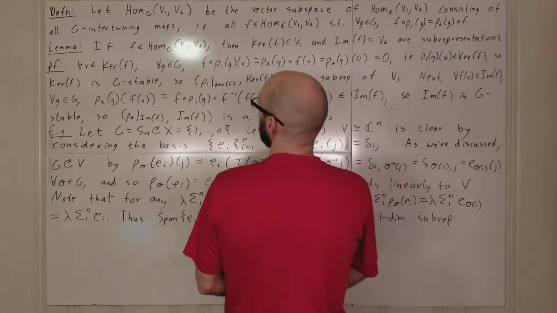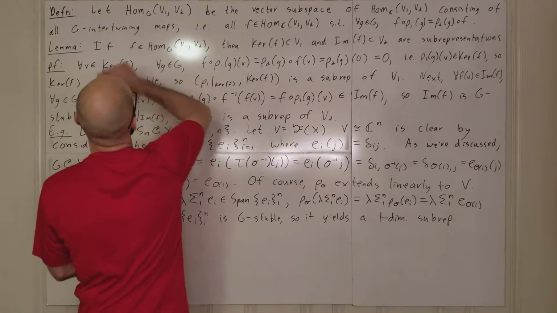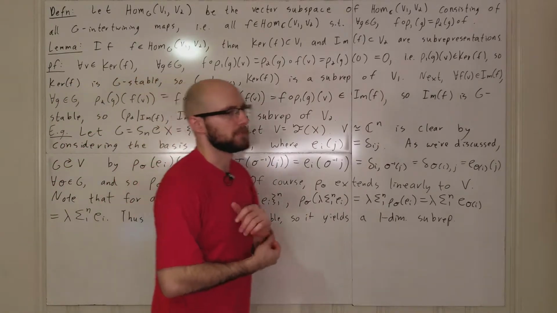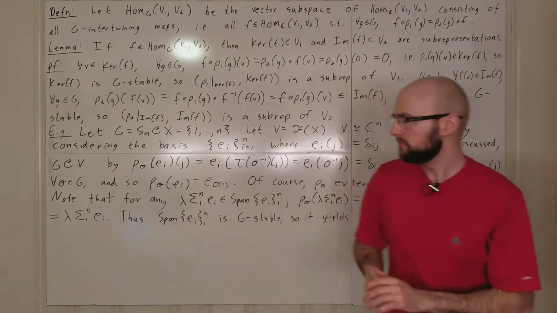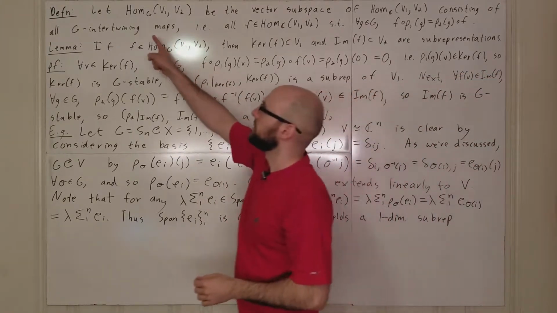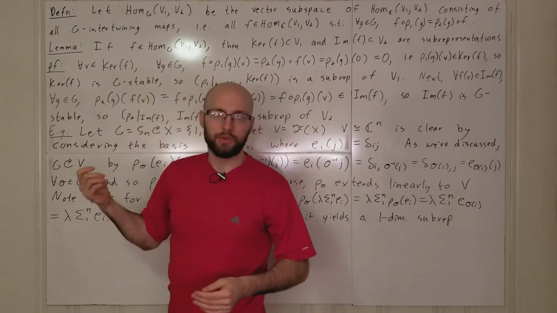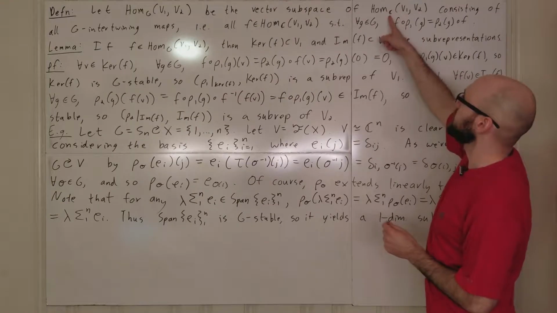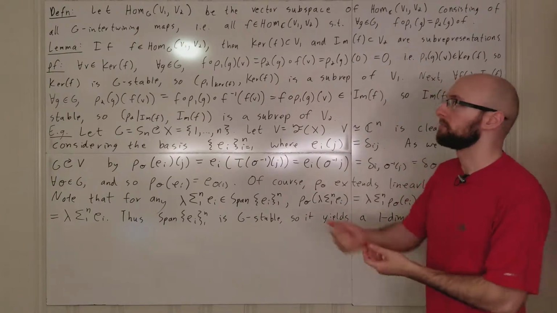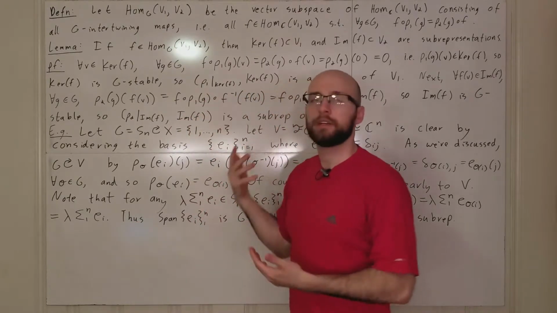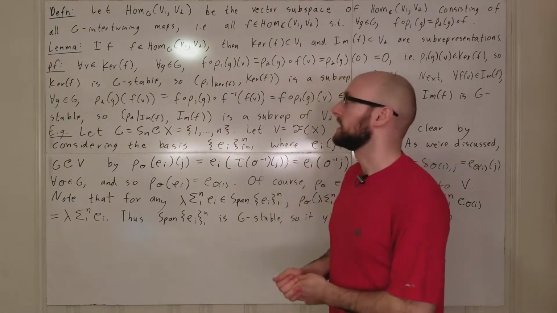And so if you let Hom_G(V1, V2) be the vector subspace of Hom_C(V1, V2), this is going to be the set of G intertwining maps. The difference is that if you see the C there, that's all linear maps. If you see the G here, that means they're linear maps which are also G intertwining.